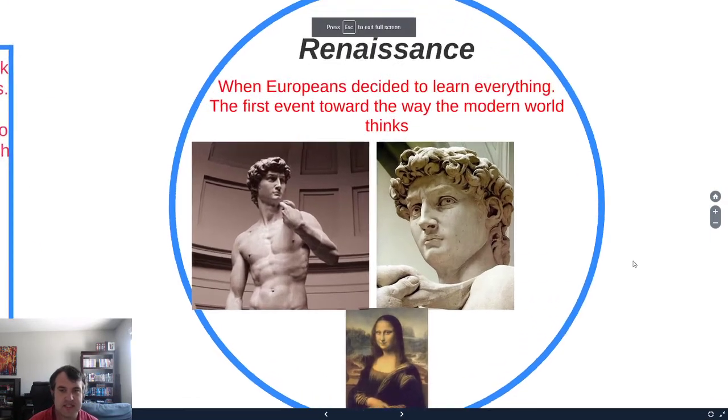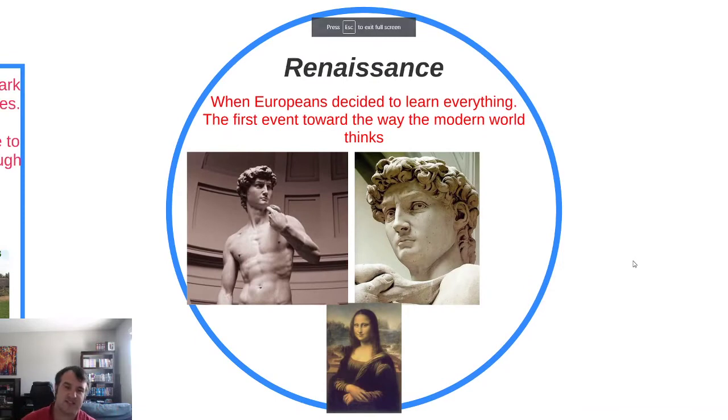Let's do a lesson today about the Renaissance. The Renaissance is when Europeans started thinking outside the box, coming up with a lot of new art, new ideas, and this is really the major event 500 years ago that shaped the way the modern world thinks and is organized today. So let's check it out.